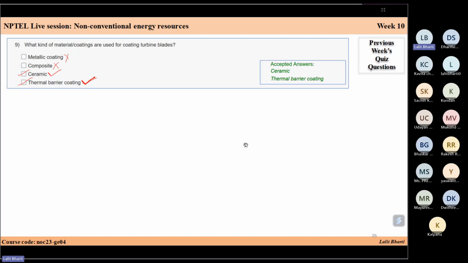Then we have the ninth question. What kind of material coatings are used for coating turbine blades? This question we have already taken. We know that we need ceramic coatings, which give a good thermal barrier for the blades of the turbine, and we don't need composite or metallic coating because the blade is already made up of alloys. So ceramic is correct, as a thermal barrier coating.